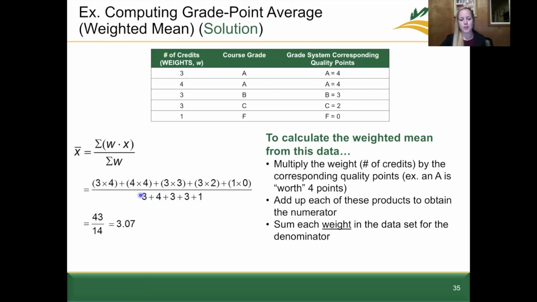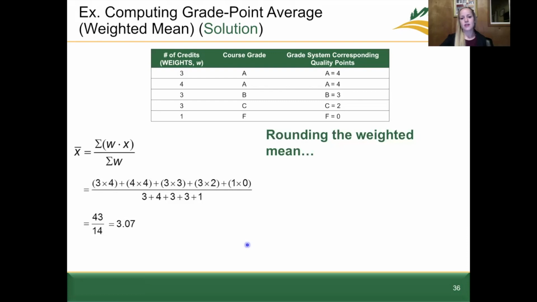Okay, so now for order of operations, again, we'd multiply 3 times 4, multiply 4 times 4, etc. We multiply and find the products first. Then we add all the products in the numerator. Then in the denominator, we also sum all of these. Then we take the numerator divided by the denominator. Okay, so we want to do all the operations in the numerator first, then all the operations in the denominator, then we divide the numerator by the denominator. So here, the GPA is 3.07. Okay, so again, here's our last bullet point, divide the numerator by the denominator to get our final answer.